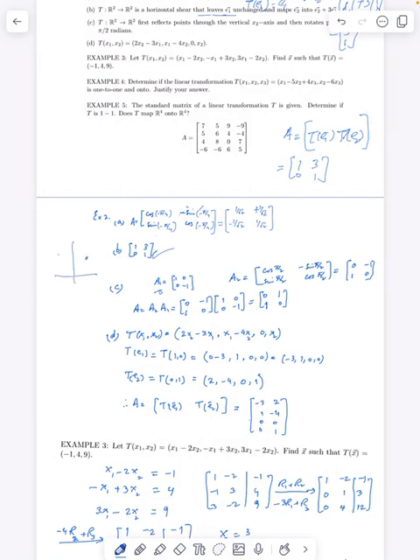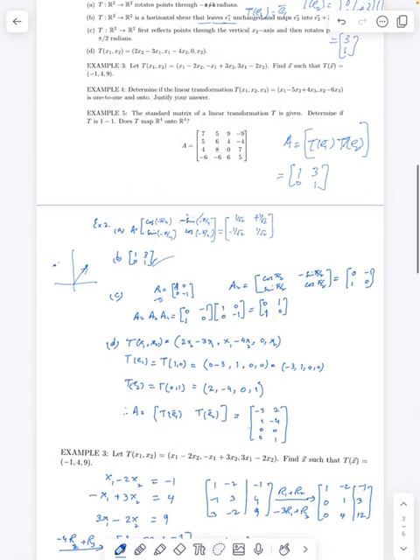If I have a point over here, it will go here. So what matrix do I need to multiply the vector with? We think of this as a vector, and then we multiply it by the matrix. The matrix was 1, 0, 0, negative 1. This is the matrix for the reflection about the vertical axis.